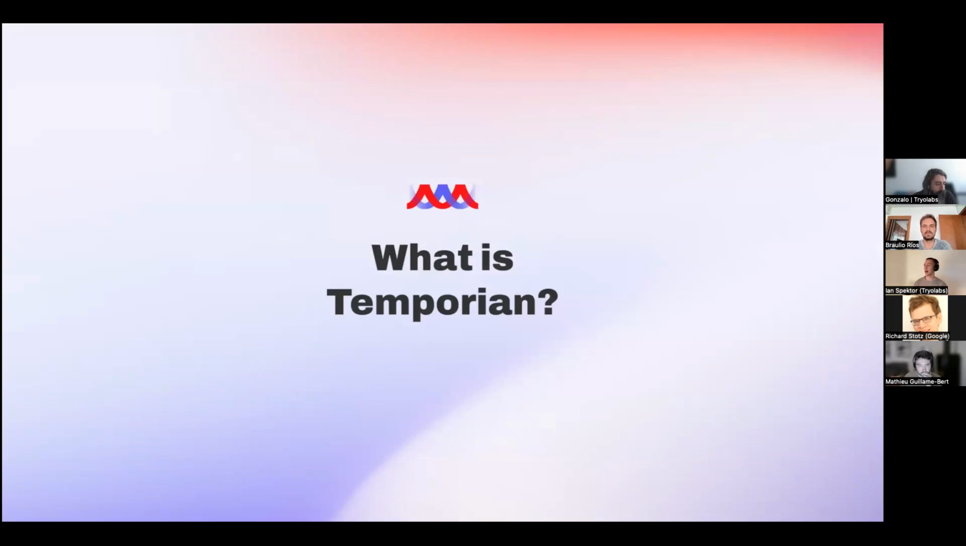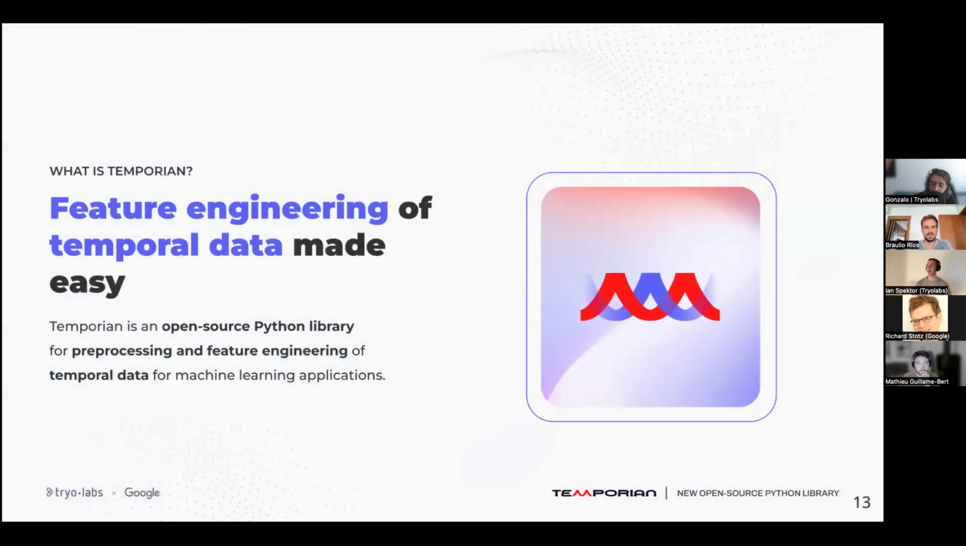So with that out of the way, what exactly is Temporian? Temporian is an open source Python library for preprocessing and feature engineering of temporal data for machine learning applications. If we break down this definition, the first thing is that Temporian is open source, so anyone can use it and contribute to it. Temporian is a Python library for data preprocessing and feature engineering, so you could think of something like pandas, but made for temporal data. And the last one is that Temporian works with temporal data and temporal data only. This allows it to be more simple, more safe, and more efficient than generic preprocessing tools.